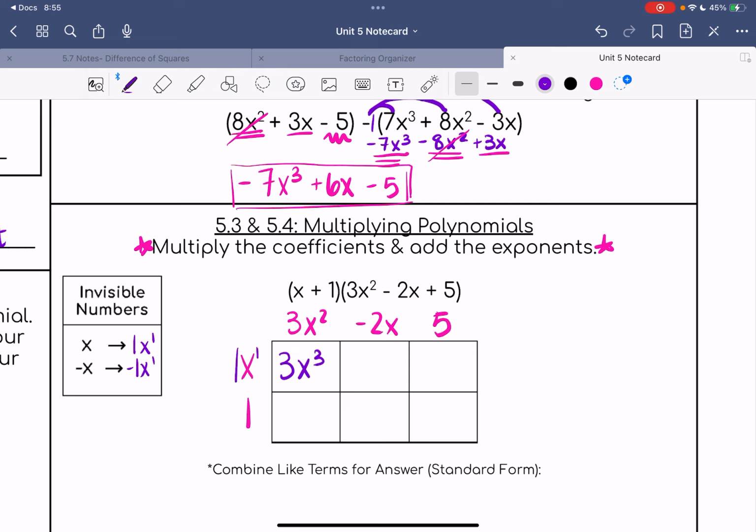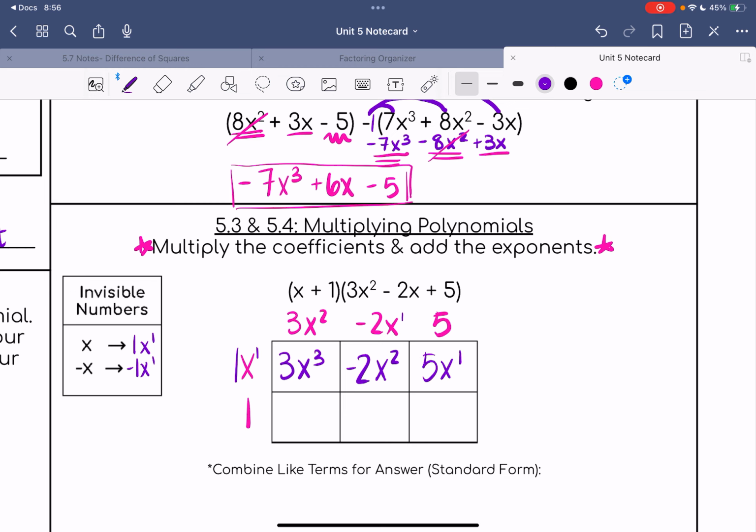Okay, back to our problem. Add in my imaginary 1 here. Top middle box, 1 times negative 2 is negative 2. Add my exponents, I get x squared. Top right box, 5 times 1x to the first becomes 5x to the first.